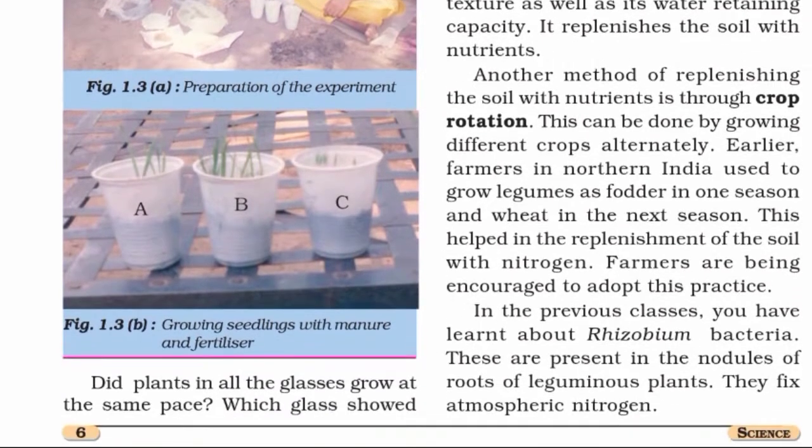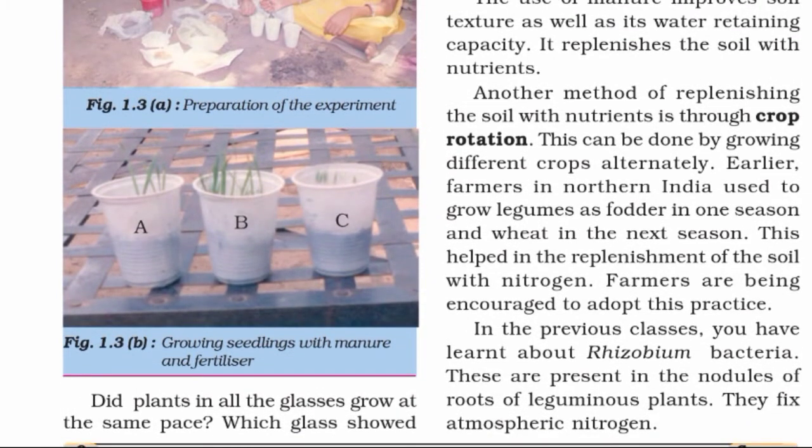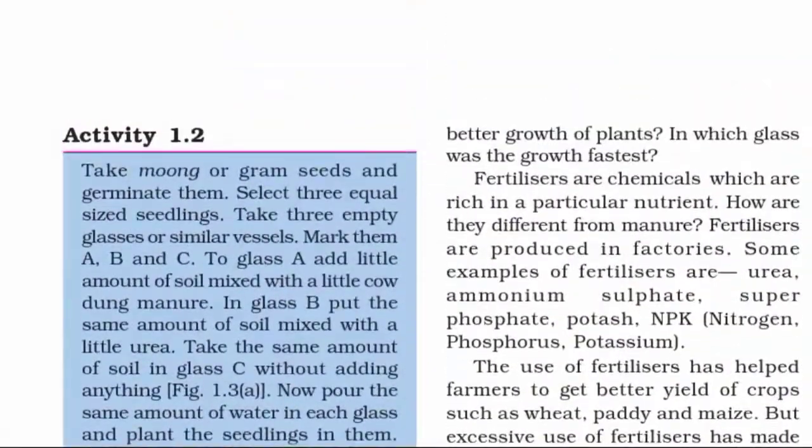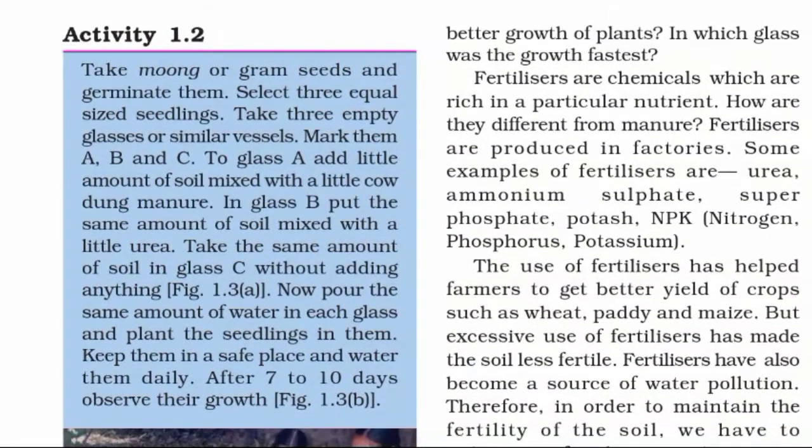Did plants in all the glasses grow at the same pace? Which glass showed better growth of plants? In which glass was the growth fastest? Fertilizers are chemicals which are rich in a particular nutrient. How are they different from manure? Fertilizers are produced in factories.